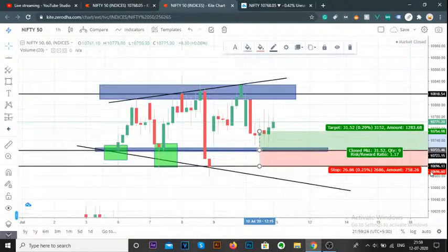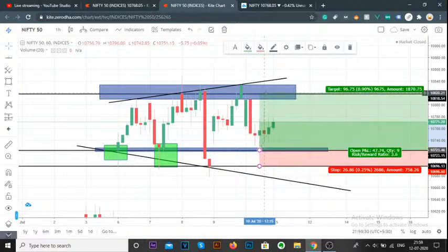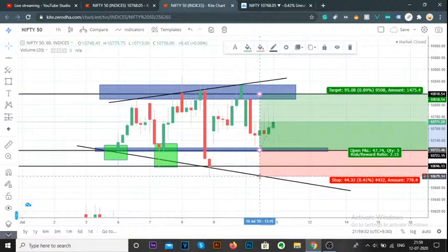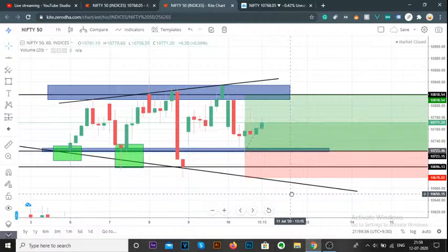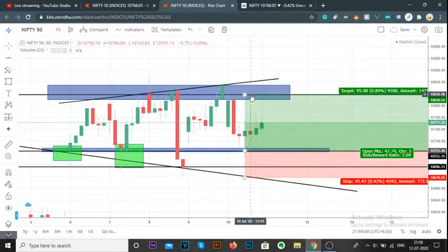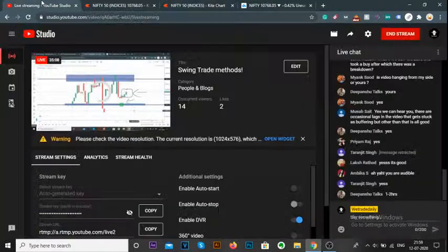For intraday, I'm telling you. If you're doing it for the same swing trade, then this should be your trading. This should be your entry point for swing trade. If you're going full on with capital, that should be your target: 95 points, and 45 points as a stop loss. It's a good ratio for swing trade, right?